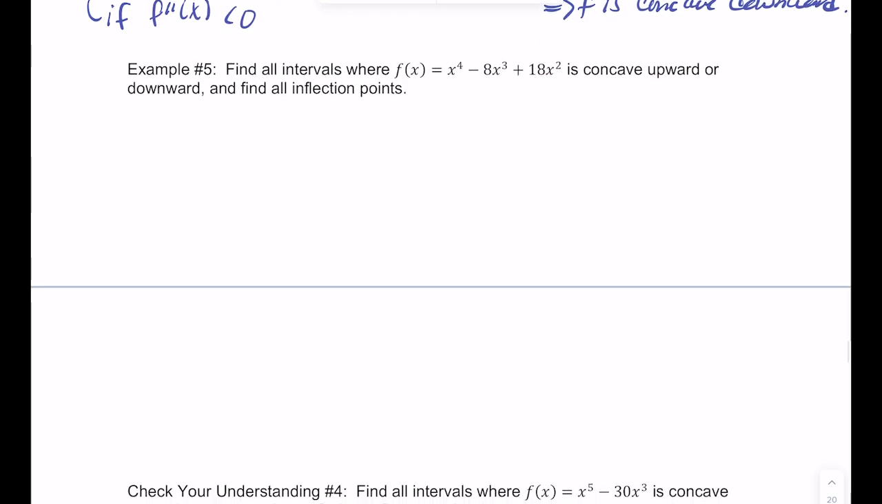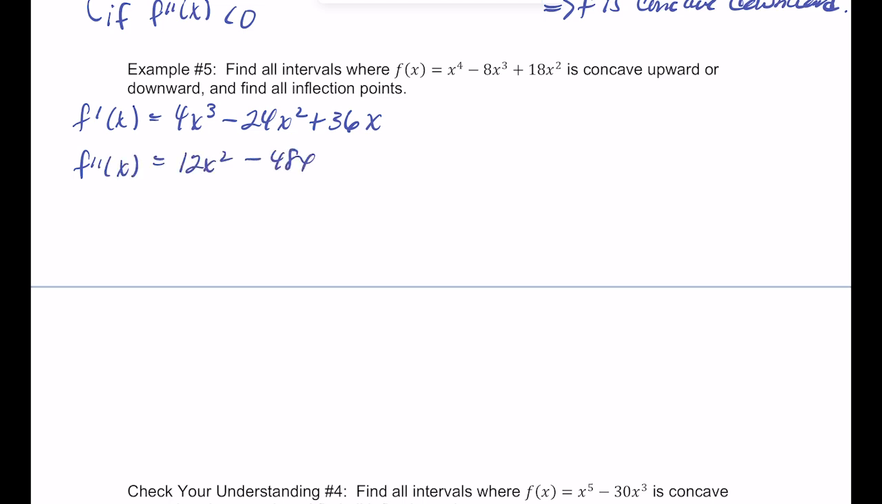So here's a function. We want to find all the intervals where that function is concave upward or downward, and also find all the inflection points. Okay, so I need to find the second derivative. That's going to tell me all of this. So before you find the second derivative, you got to find the first, and we're just using the power rule. So we get 4x cubed minus 24x squared plus 36x. Okay, and then I want to take the derivative of that. So that would be 12x squared minus 48x plus 36.